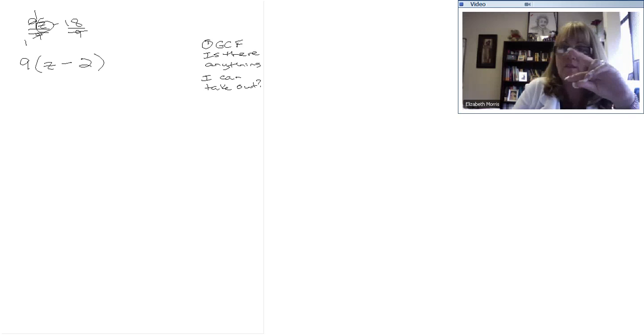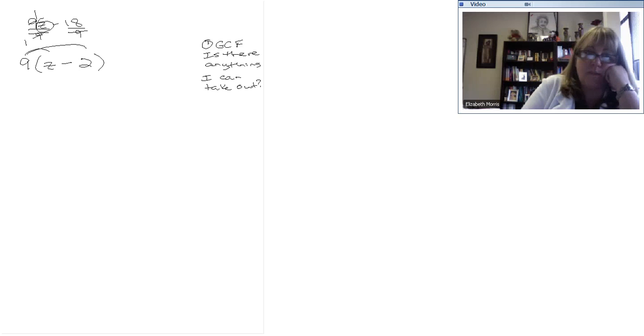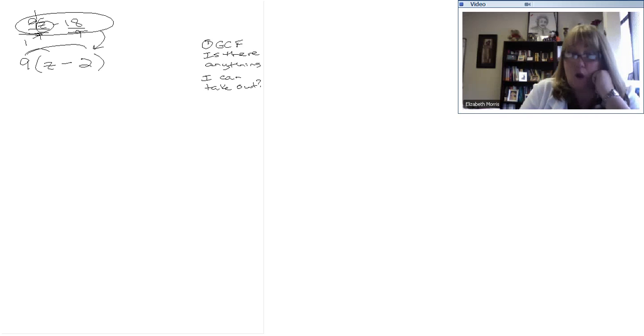We're going backwards from the distributive property. Before, you were given something like this and you had to multiply. Now you're given the answer and you have to put it into the multiplication problem.